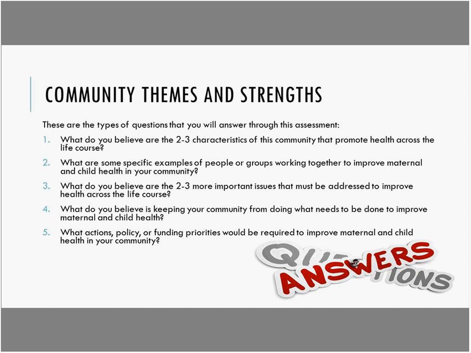Another thing to notice about these types of questions is that we're not only looking for problems, we're looking for strengths. We're looking for what is available in your community now that could be built on. So, for example, question number 2, we're asking about people or groups that are already working to improve maternal child health. Where are your assets? What can you build off of?